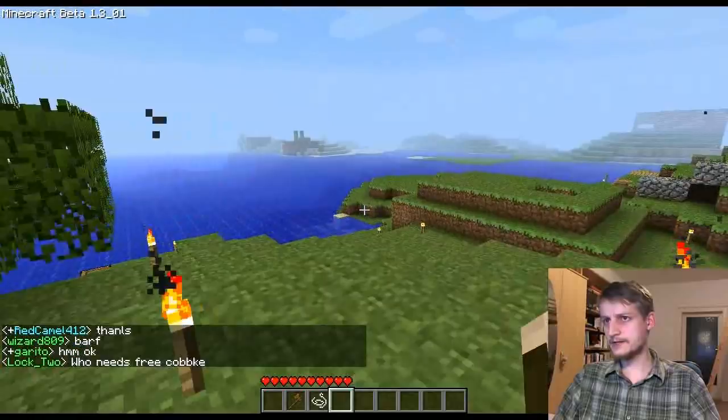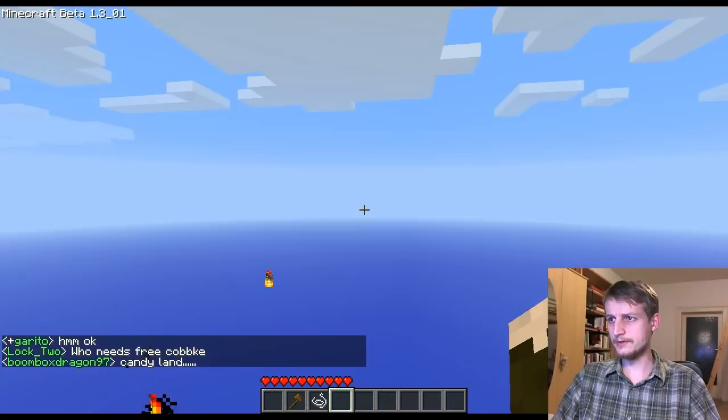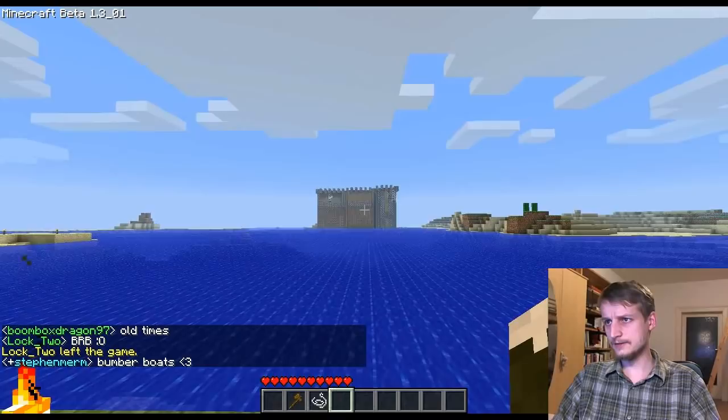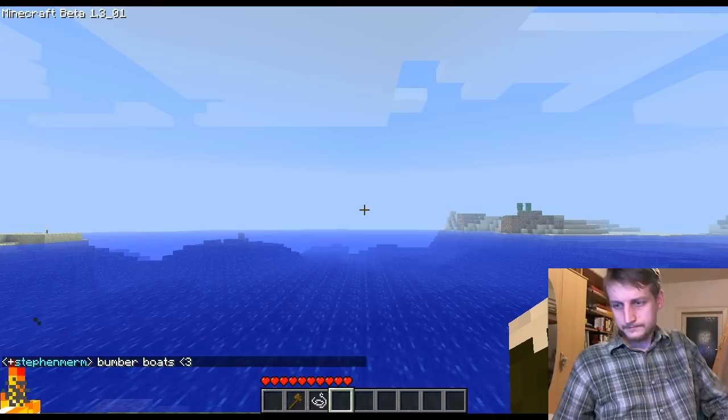Can't see that far now, but I can risk switching to the far viewing distance. Yes, you see something like a castle there. So if you want to build an underwater city, this would be the place.